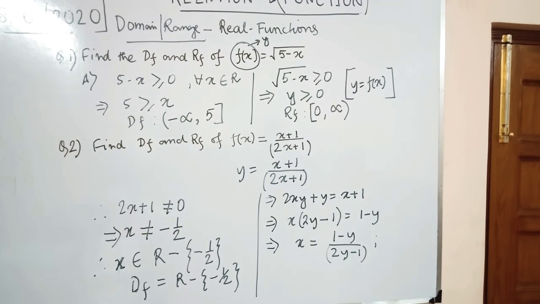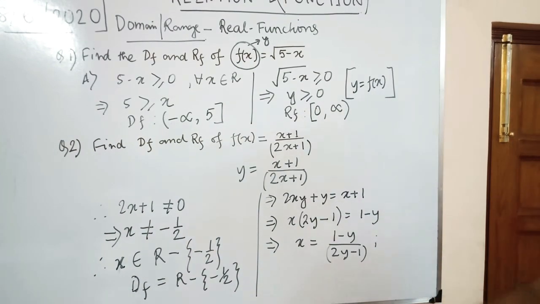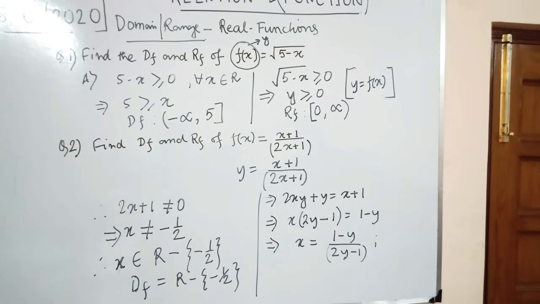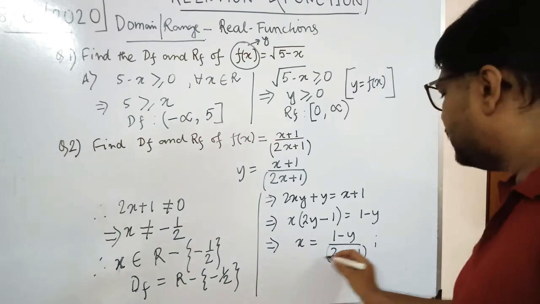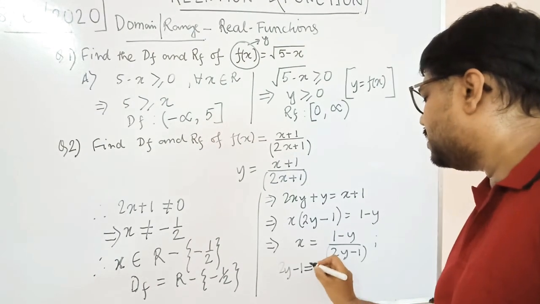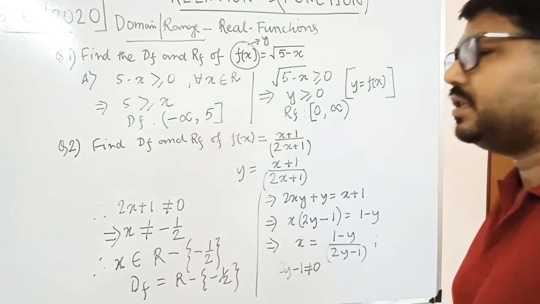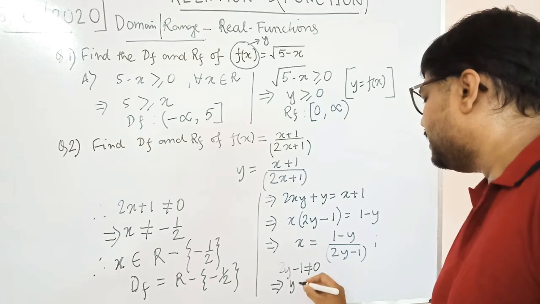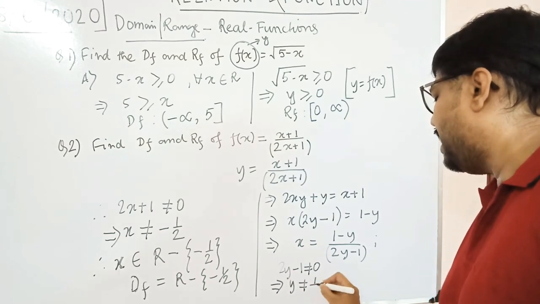So just see, I have written x in terms of y. That means I have substituted, taken common and written. So again you get the policy you have to apply, that the denominator is non-zero. That means 2y minus 1 is a non-zero quantity. That means it implies that y will not be equal to half.